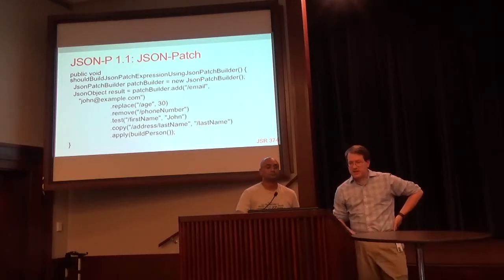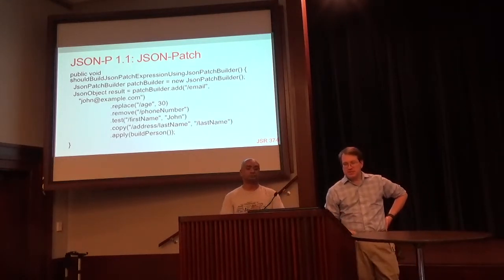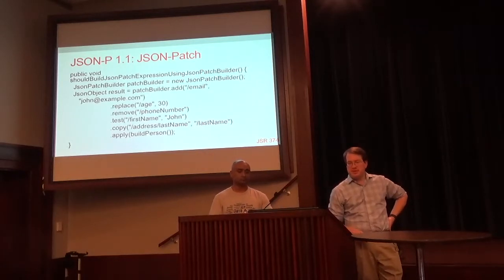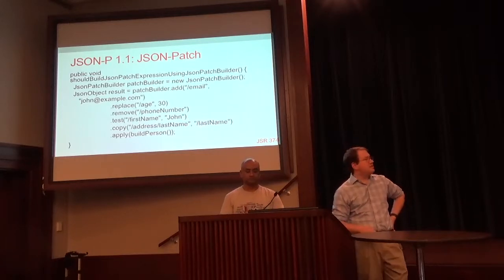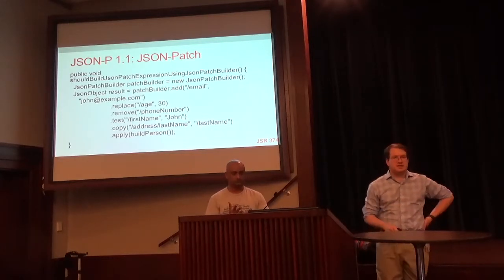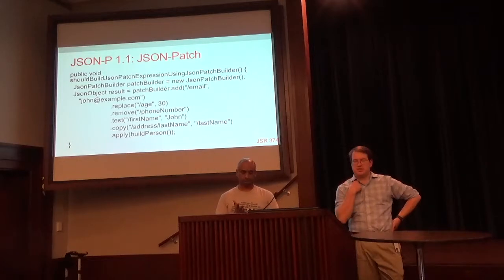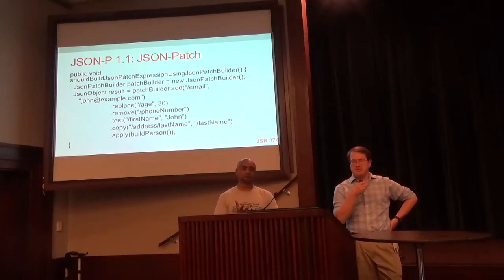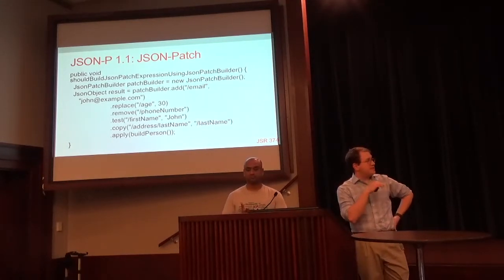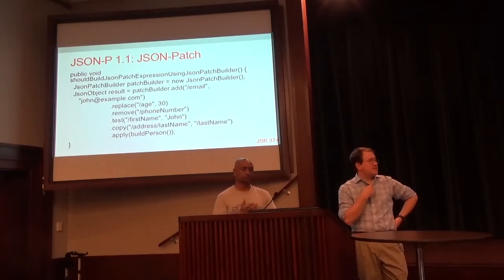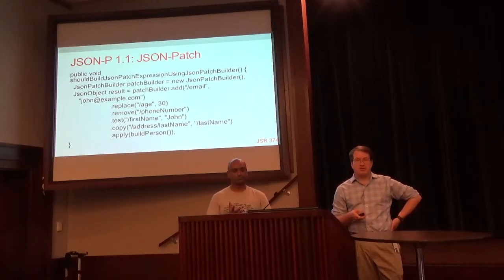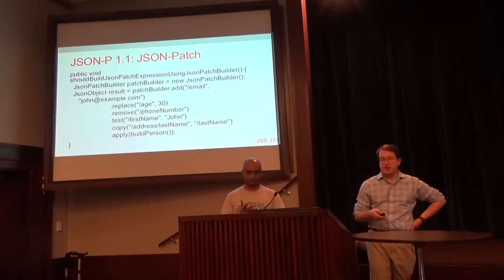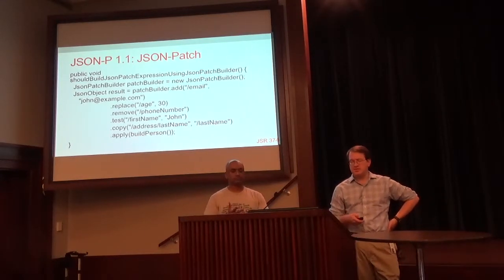This is another patch example. In this example here, I'm building up a JSON patch builder, and then I'm replacing, removing, adding, testing, a bunch of different operations that I'm performing on the JSON data structure. So I'm replacing one of the age nodes, setting the value to 30, removing the phone number, testing to see if the first name property is set to John. It allows us to do a bunch of things that were very hard to do previously, and that you may have used third-party libraries that were non-standard to accomplish.